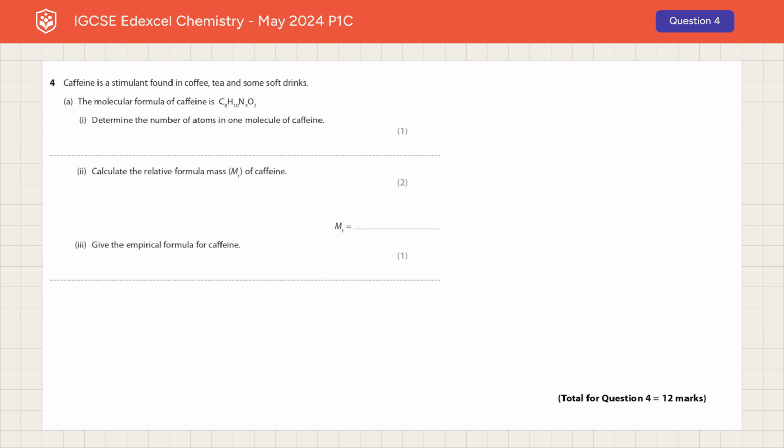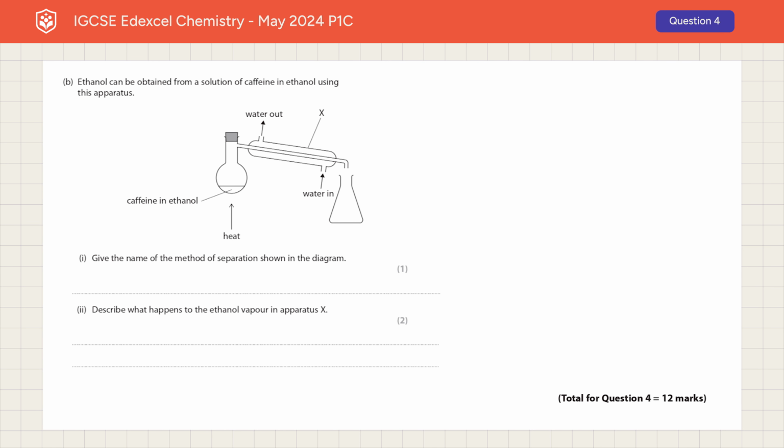So, in one molecule, you just add up the atoms: 8 plus 10 plus 4 plus 2. That's 24 atoms in total. To find its relative formula mass, or Mr, you do a sum: 8 times 12 for carbon, plus 10 times 1 for hydrogen, plus 4 times 14 for nitrogen, and 2 times 16 for oxygen. That works out to 194. Remember, there are no units for Mr. The empirical formula is the simplest whole number ratio of these atoms, which for caffeine is actually the same as its molecular formula.